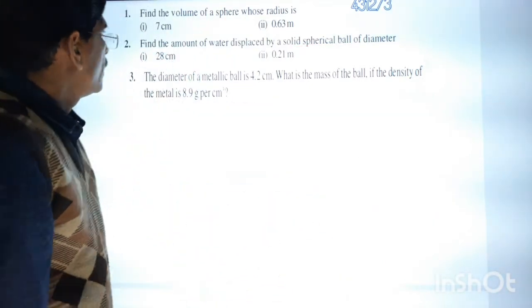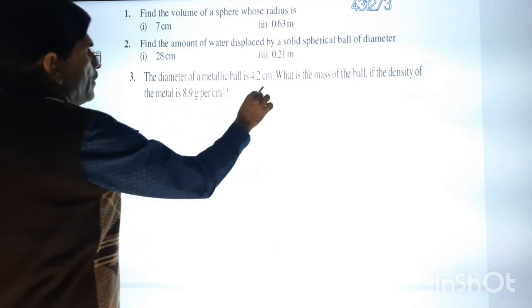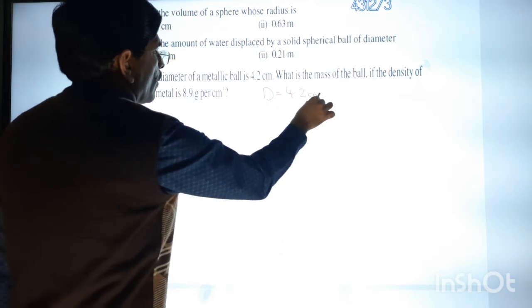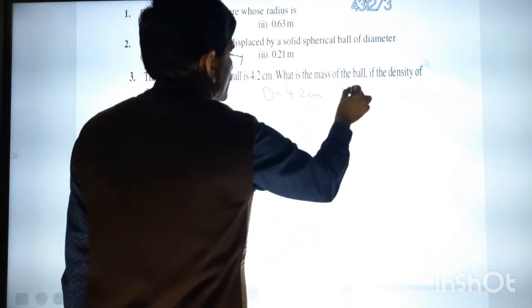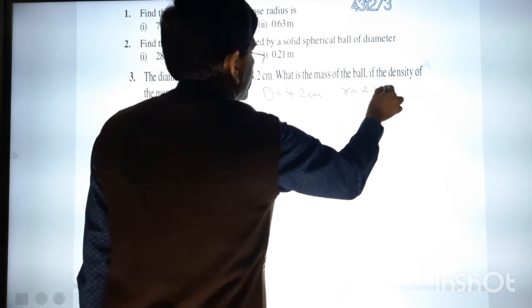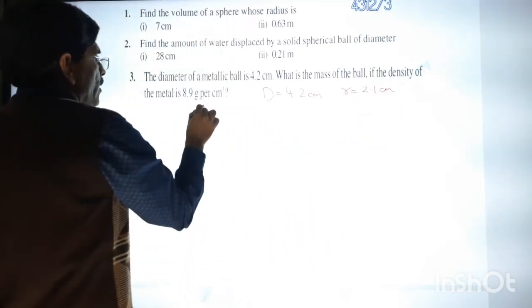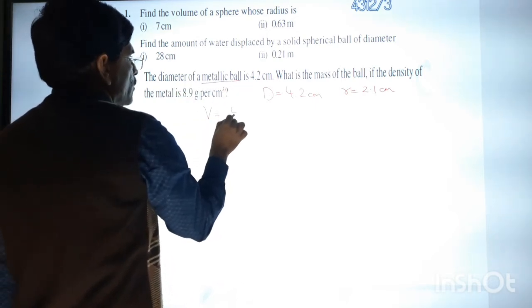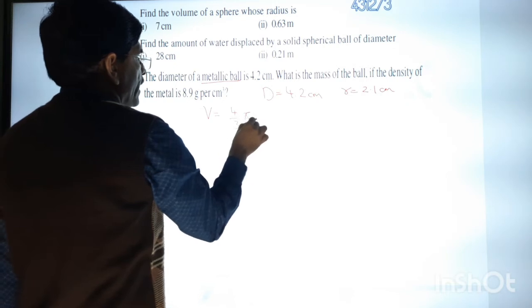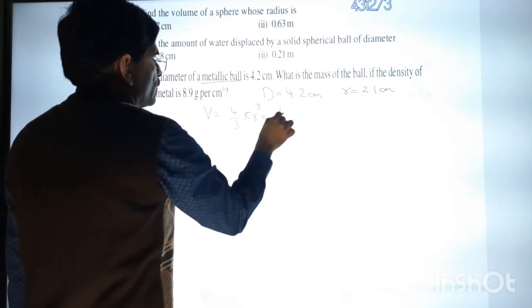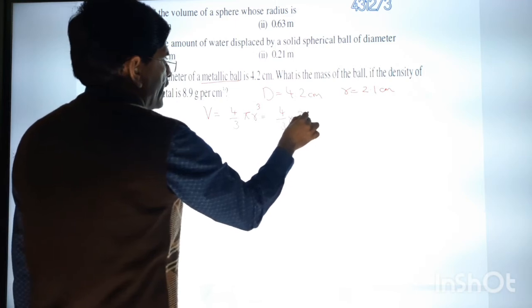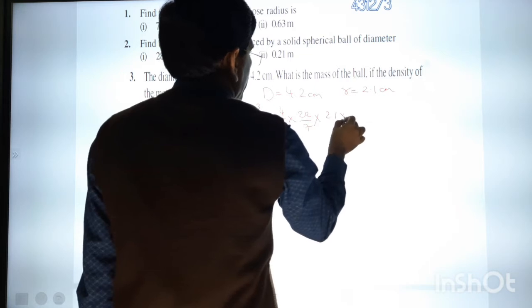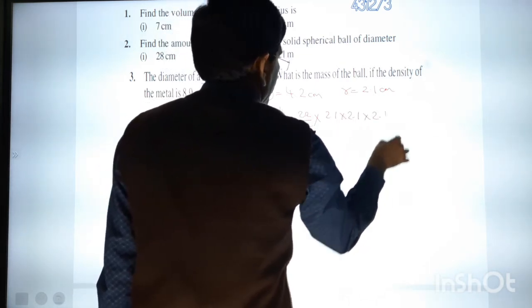I have to rub this. Question number 3. Diameter is given, that is 4.2 centimeter. So we can know the radius is equal to 2.1 centimeter. So we have to find out volume; here it is a metallic ball. So volume of metallic ball is 4 by 3 pi r cube. So we can write 4 by 3, 22 by 7 into r cube, that is 2.1 into 2.1 into 2.1.